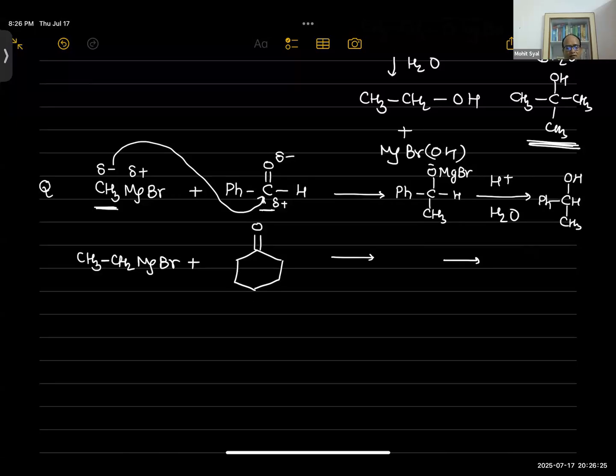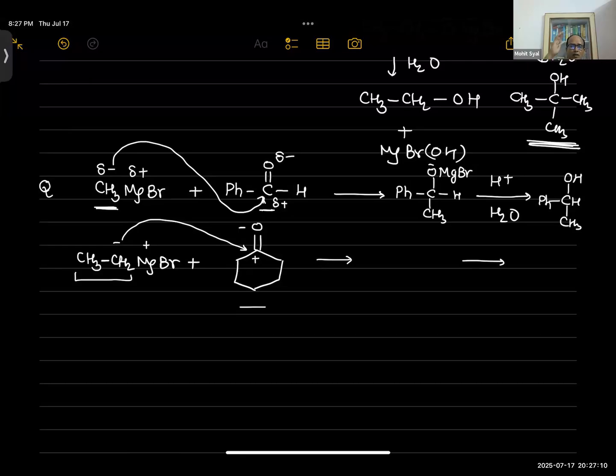And this is a ketone, cyclic ketone. Okay, double bond O. This carbon is having a plus charge. This is having a minus charge. This carbon group ethyl magnesium bromide is having a minus charge and this magnesium is plus charge. Okay. So what we are going to do? Where we are going to put this ethyl group? Ethyl on this carbon of C double bond O, right?